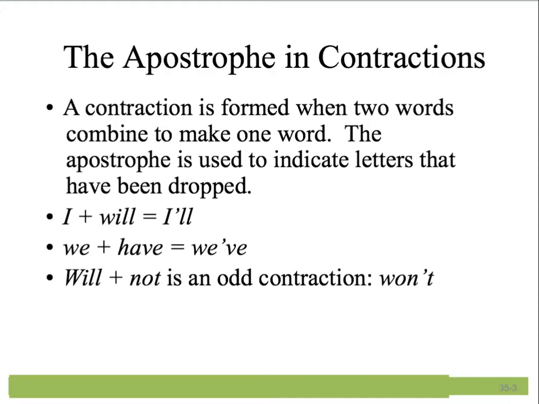First of all, apostrophes in contractions. A contraction is formed when two words combine to make one word. So we put the apostrophe where the letters have been dropped. That's useful to remember. So put that apostrophe in right here between the I and the LL, because the W and the I are the two letters that have been left out of that contraction. For we and have, we'll put the apostrophe right where the H and the A have been left out. Will and not is an odd contraction. It changes over to won't instead of wilt, which is an odd word itself. Maybe that's why we use won't.